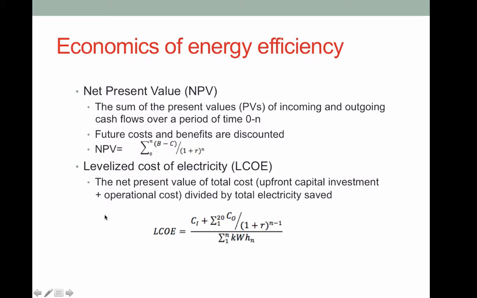The levelized cost of electricity, LCOE, can be calculated using this equation. CI is the upfront capital investment. CO is the operation and maintenance cost every year. R is the discount rate. We need to sum up the capital cost and the present value of the future operational and maintenance cost, and then we will divide the cost by the total amount of electricity we can save from energy efficiency.